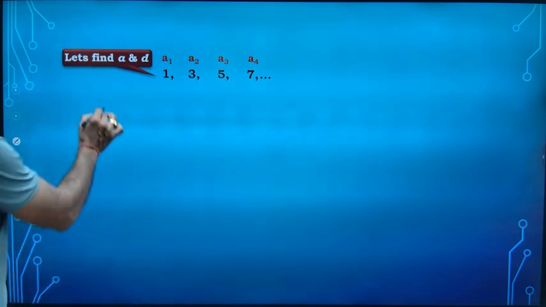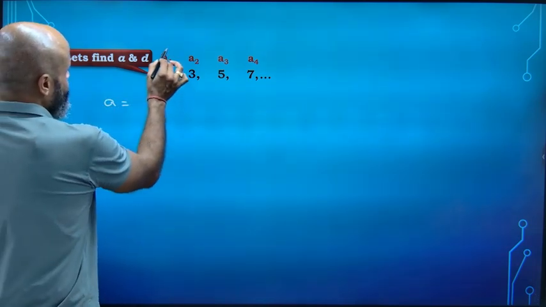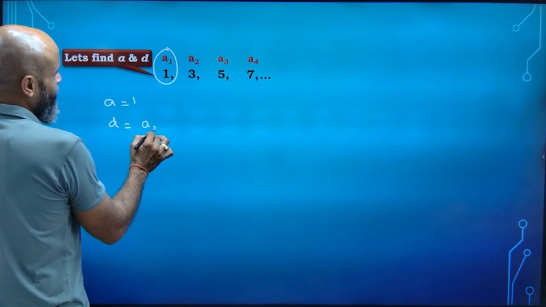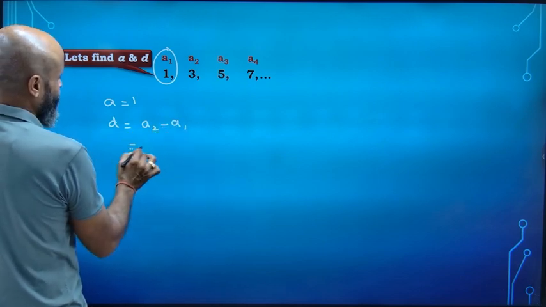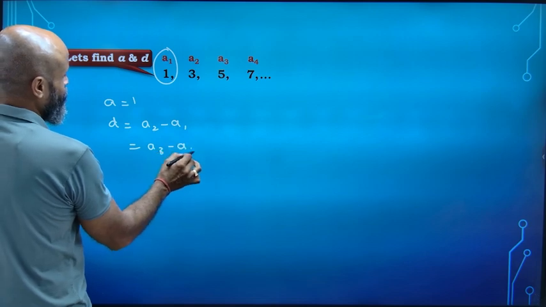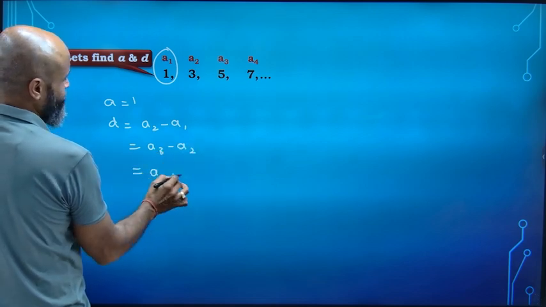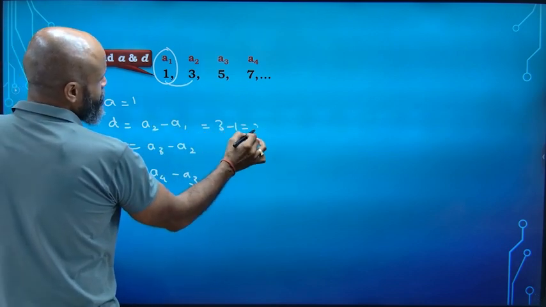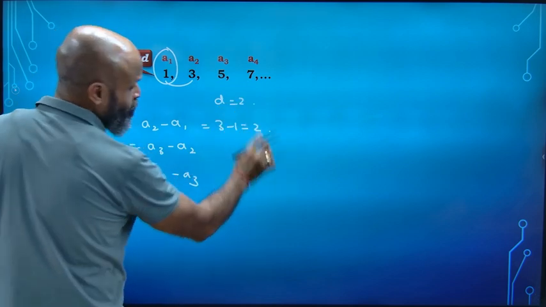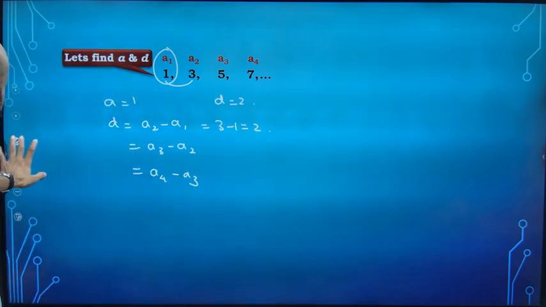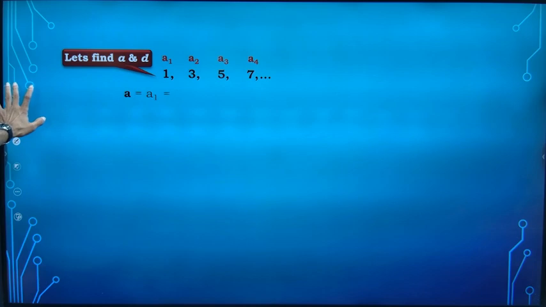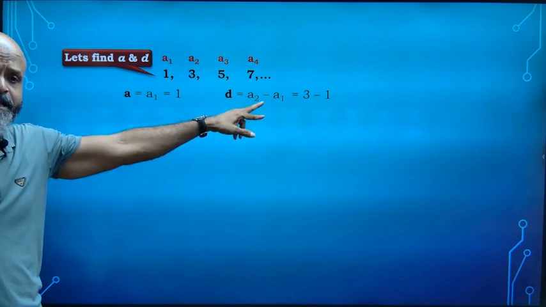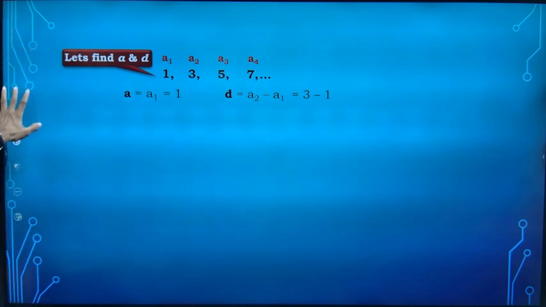So what is A? A is the first term, so in this case what is A? 1. And what is the common difference? That will be A2 minus A1, or we can say it is A3 minus A2, or A4 minus A3. So 3 minus 1, that is how much? 2. So common difference in this case is 2. Are we clear on this one? Okay, so let's find A and D. So A is equal to A1, that is 1. D is equal to A2 minus A1, that is 3 minus 1, that is 2.